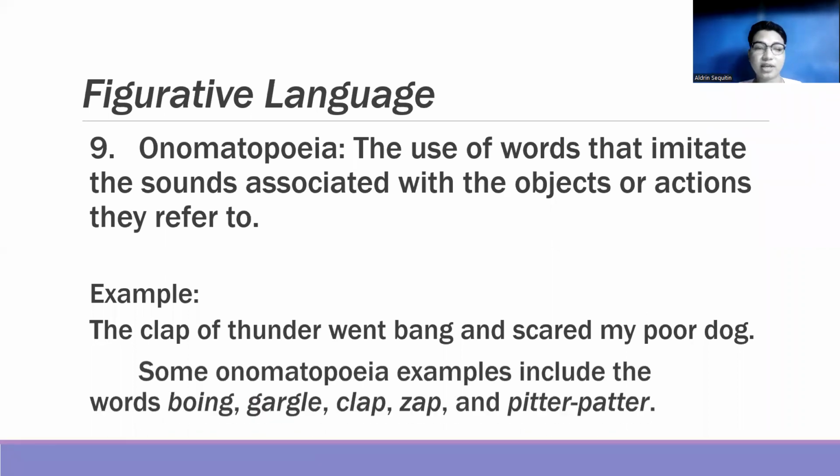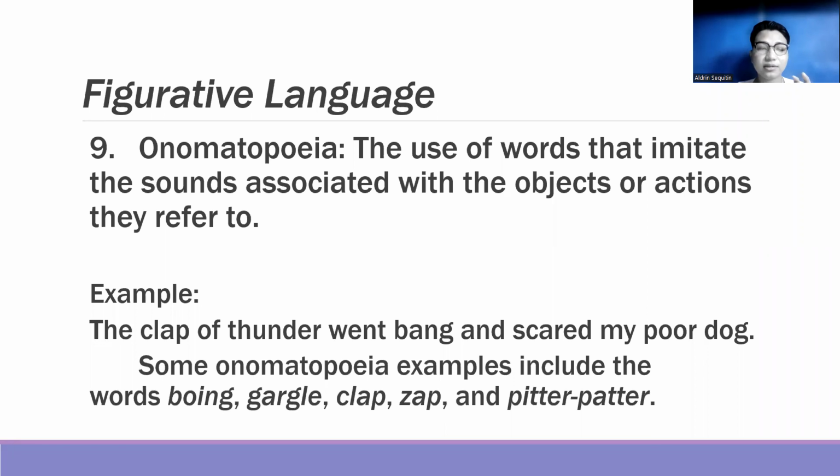Here are other examples of onomatopoeia. We have the words boing, gargle, clap, zap, pitter patter, broom broom, chug chug, the meow of the cat, tick tack, ding dong, and so on and so forth. So those are some examples of onomatopoeia.